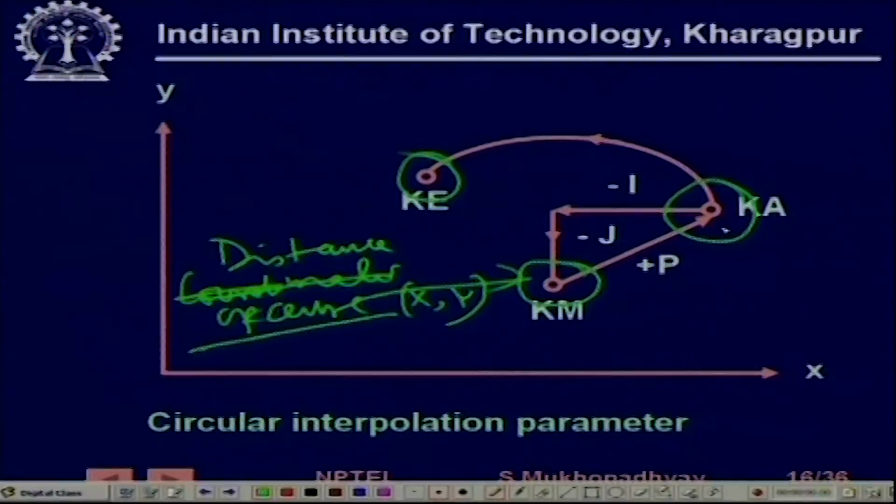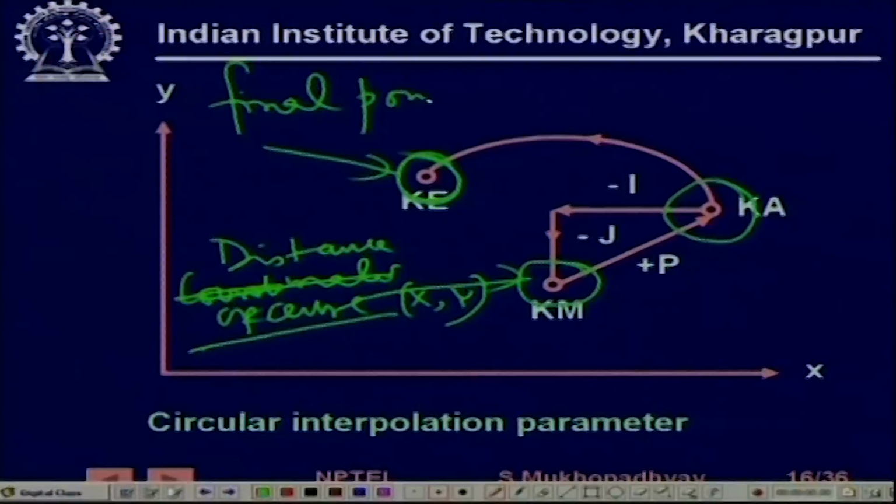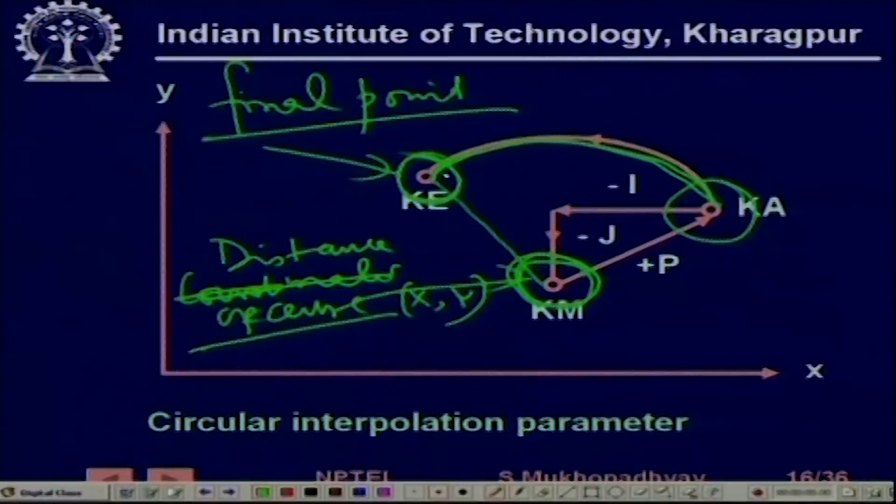Sometimes the final point is given. So this is the final point. Given these, taking this as the center, we have to draw a circular arc and take the tool along this circular arc. This is the way the circle parameters are typically specified. So I and J will give the center distances, and K and the other parameter will give the two endpoints.